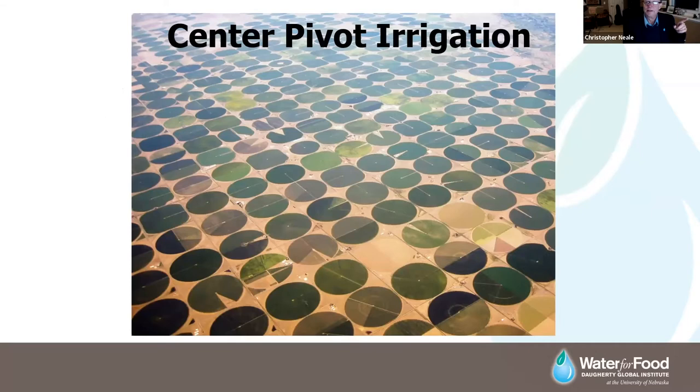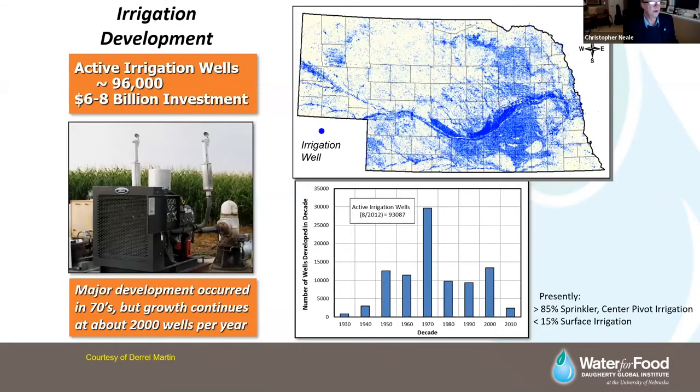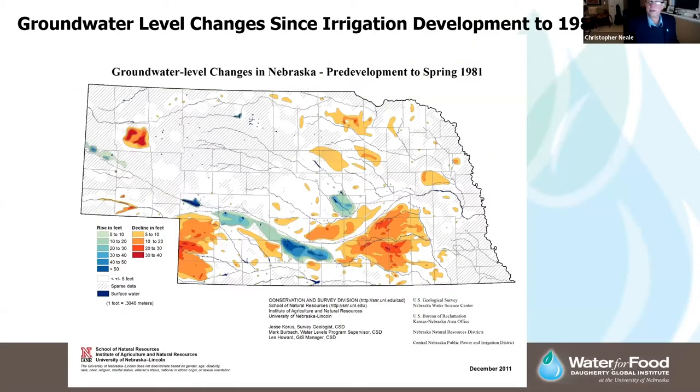It's important because Nebraska has a lot of center pivot irrigation pumping from this aquifer. In fact, there's almost 100,000 wells in Nebraska pumping for irrigation. And of course, you can imagine that this put pressure on the groundwater because the water table started going down, right?